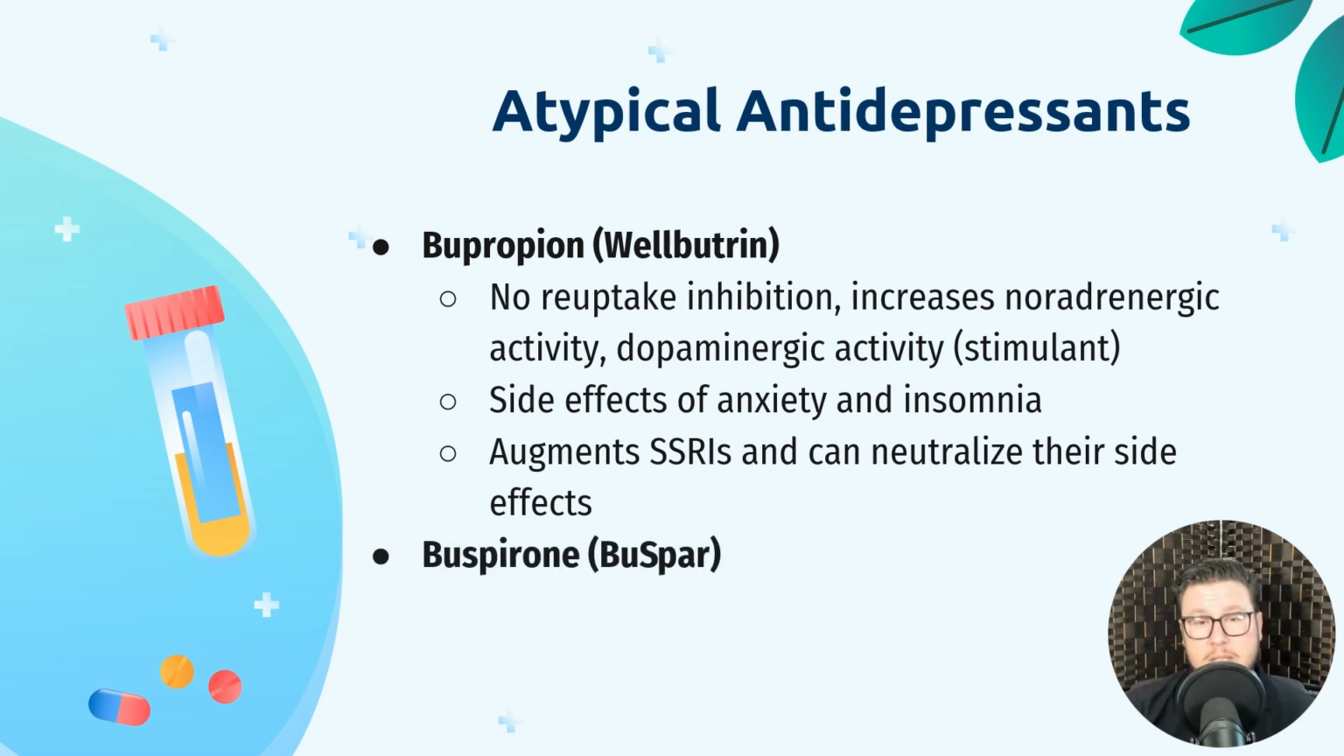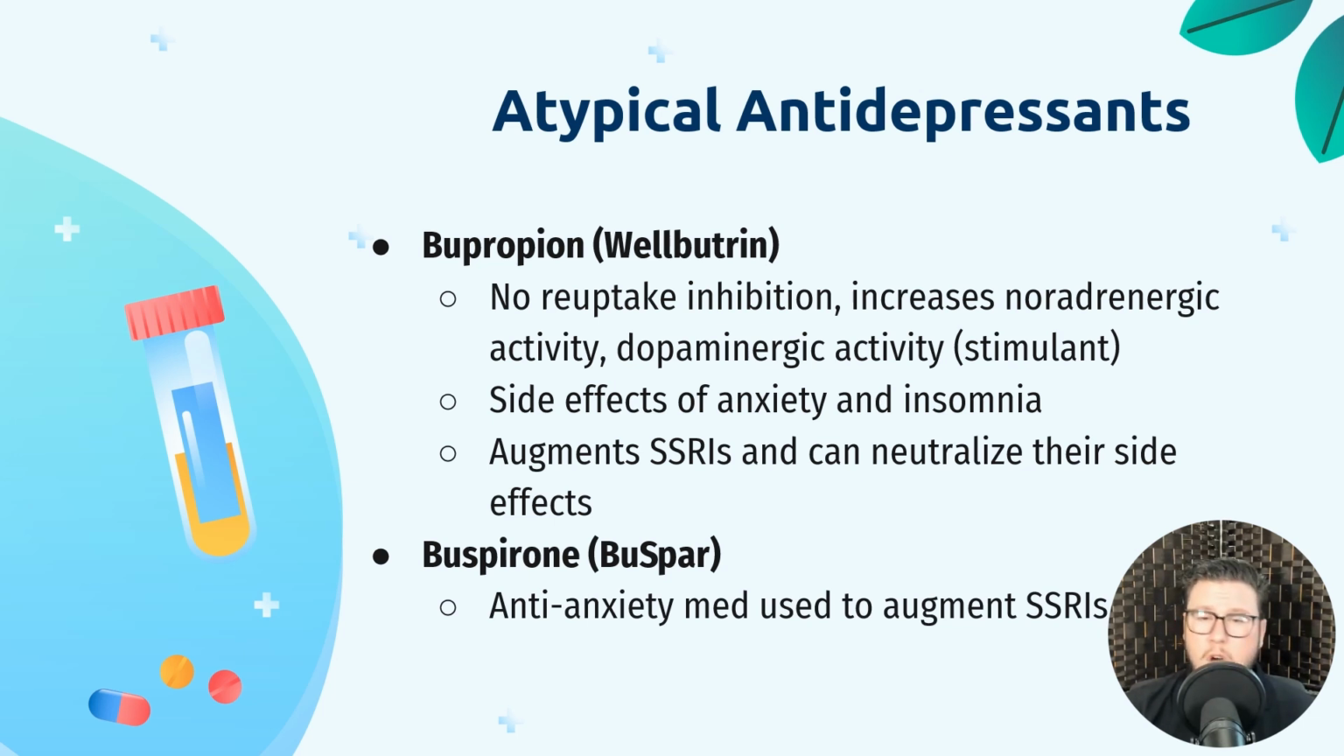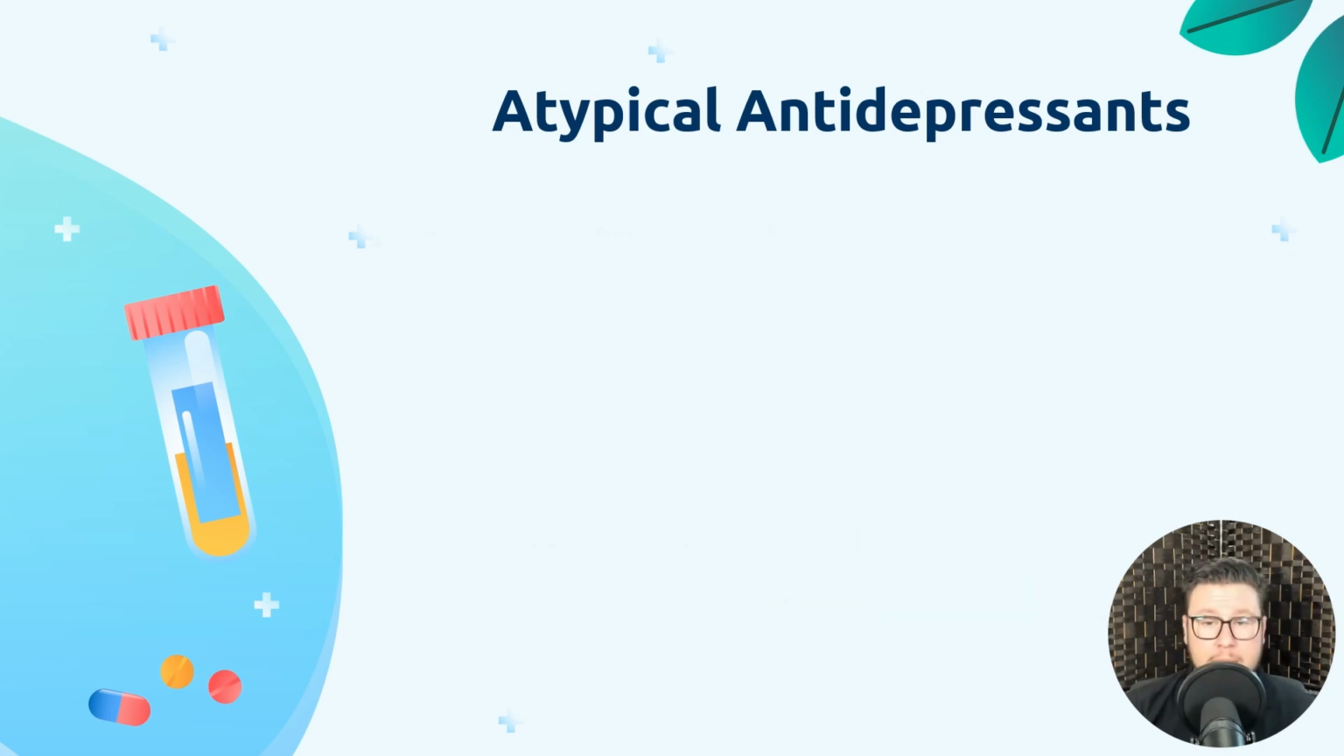And another medicine that we see in this atypical category is what's called buspirone or Buspar. And this is neat because it's an anti-anxiety medicine, but it can be used like Wellbutrin is to augment the power of those SSRIs. More atypical antidepressants to mention is vilazodone or Viibryd.